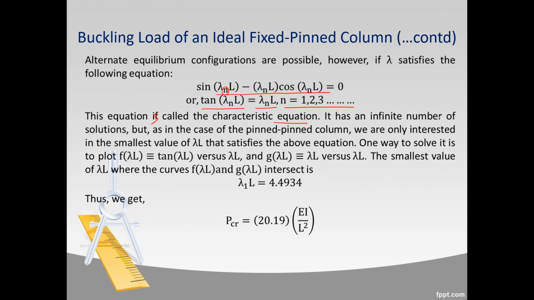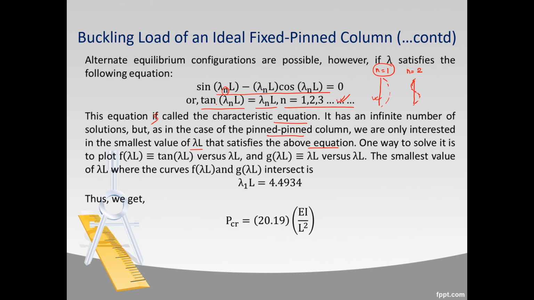It has an infinite number of solutions, but as in the case of the pinned column, we are only interested in the smallest value of lambda L that satisfies the above equation. Remember in our previous lecture when we discussed the mode shapes, when we kept n equals 1, our deflection of the column was like this. When we kept n equals 2, our deflection of the column was represented by this curve here. So n equals 1 represents the smallest value of load for which this equation is satisfied, and that load will be equal to the critical load, because critical load means the smallest value of the load that causes the column buckling.